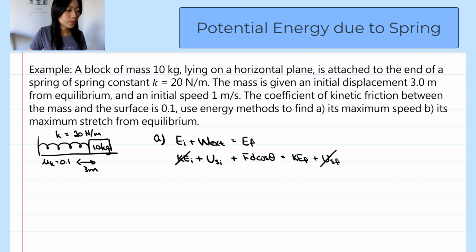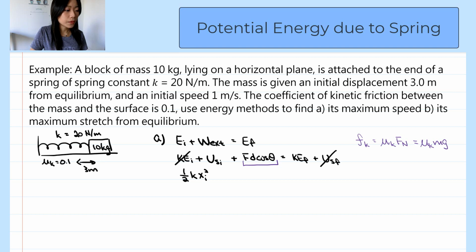The initial potential energy due to the spring is half times the spring constant times the initial distance from the equilibrium point squared. For the second term, we have force times distance traveled times cosine theta. Here the external force is the kinetic friction. We know that kinetic friction equals the coefficient times the normal force. If we balance the forces in the y direction, the normal force equals gravity. So kinetic friction is the coefficient times mg.